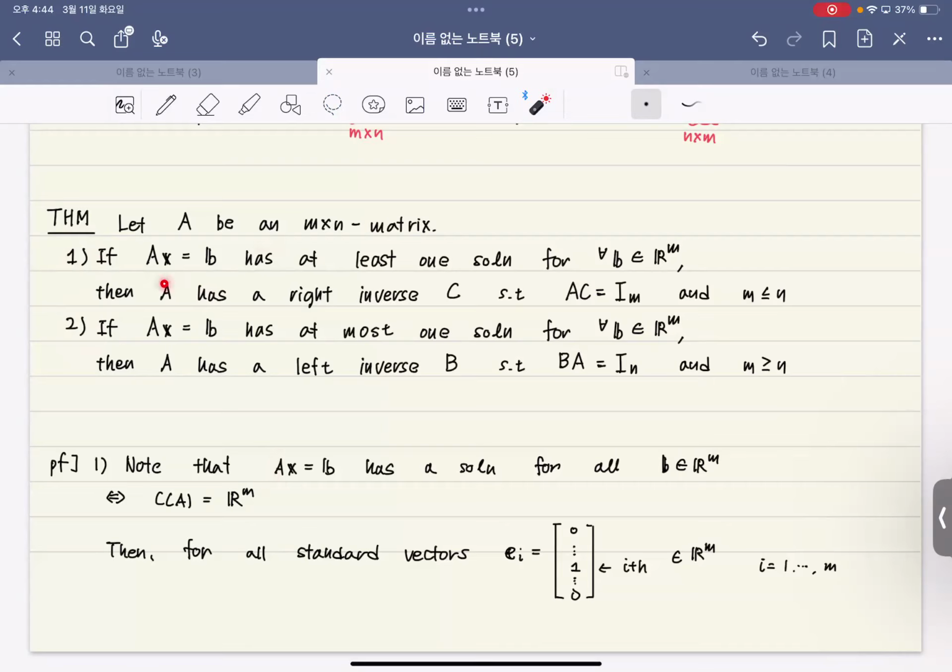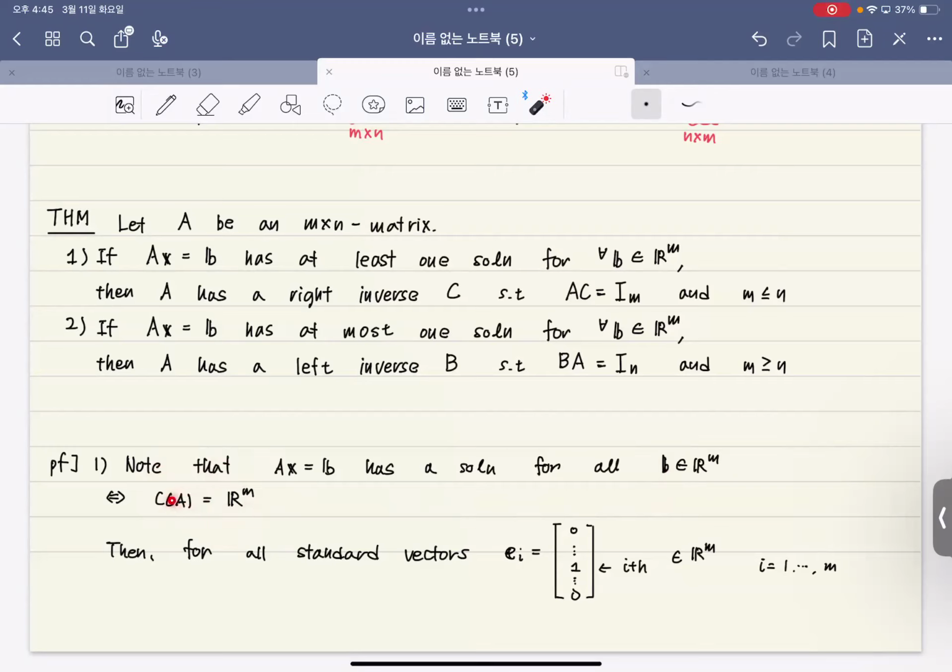Let me go back to the assumption of the statement. Ax equals b has a solution for all b's. Having a solution means that b is a member of the column space of A. But I can find a solution for all such b's. That means the column space must be the entire R^m.